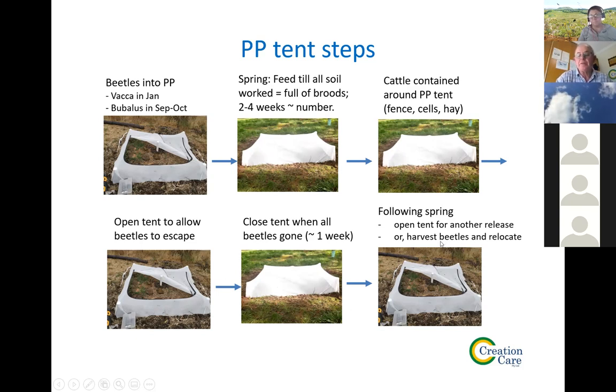Next year, the following spring, you feed that tent again till it's worked, and then you open the tent and you can have another release in the same area. So if you released 4,000 beetles that year, you can release 4,000 next year as well. Or before you open it to release the beetles, harvest a few beetles from there and take them with your SZ, LZ nursery and start another nursery somewhere else. So the PP tent concept is a very, very important concept for replicating releases and for the seed stock for future nurseries.